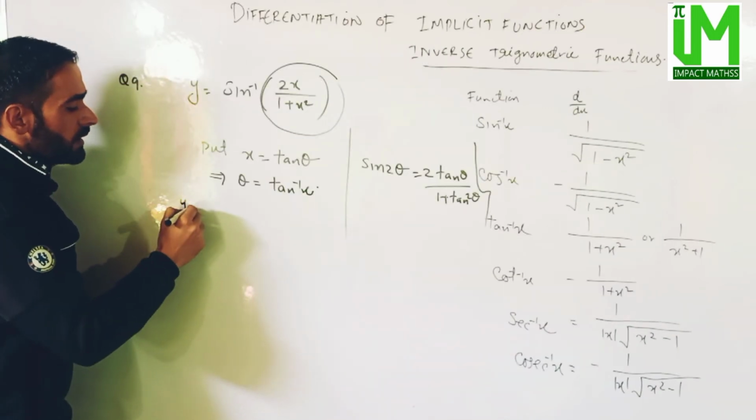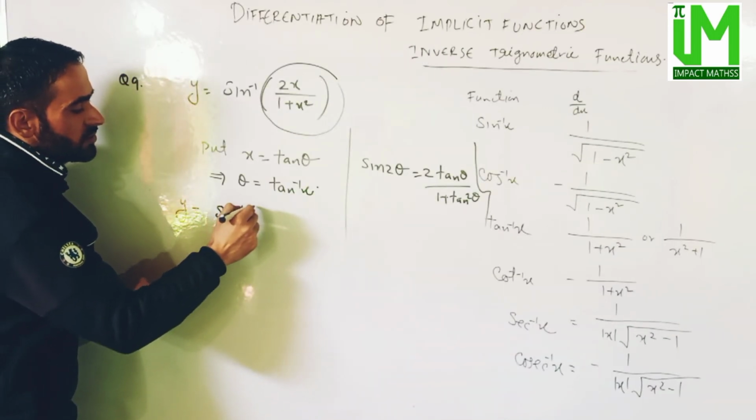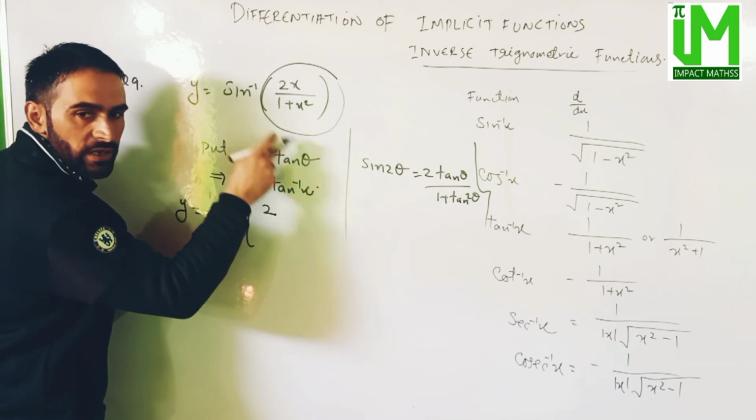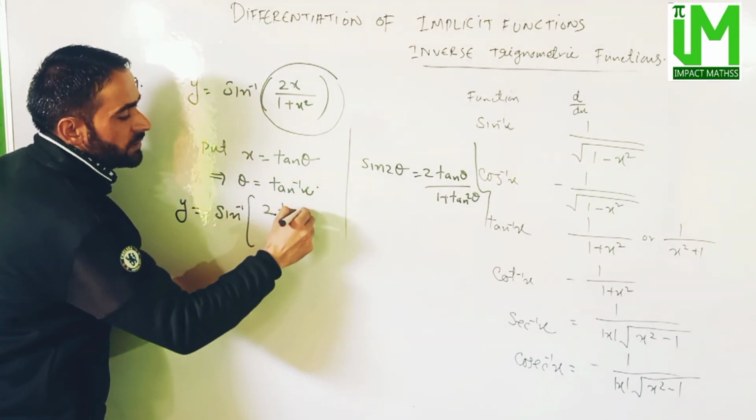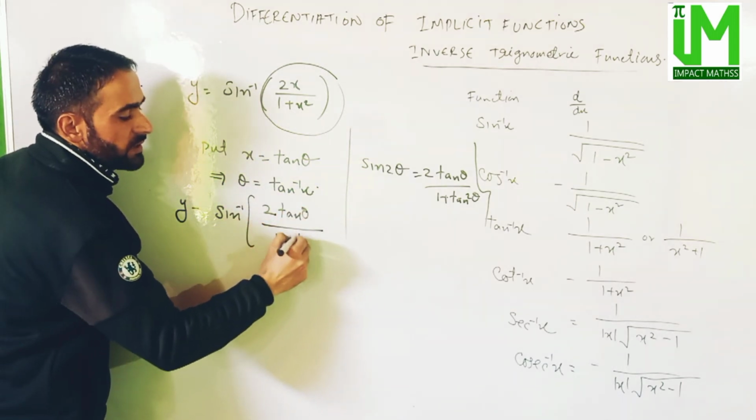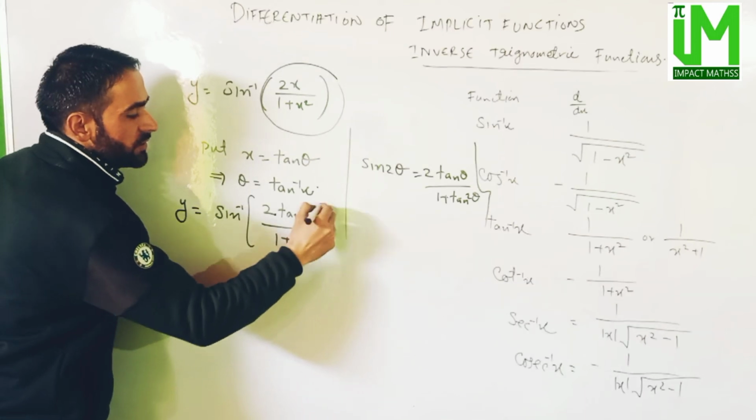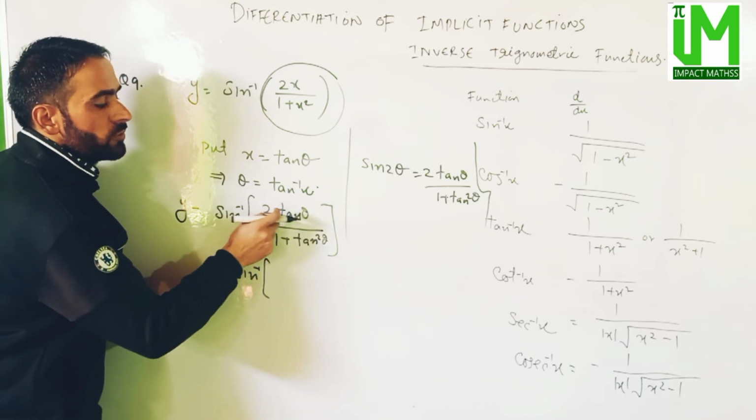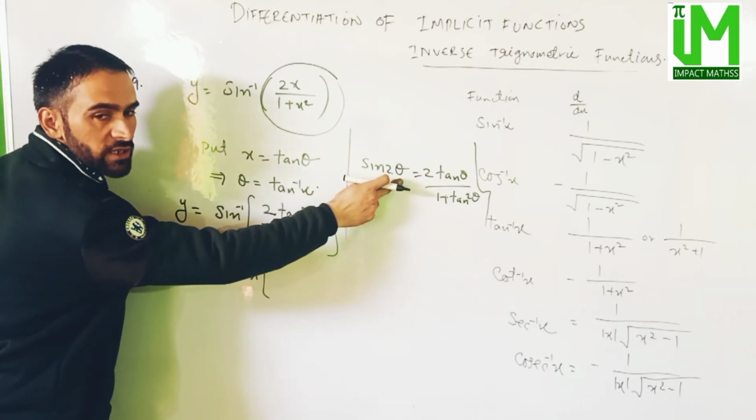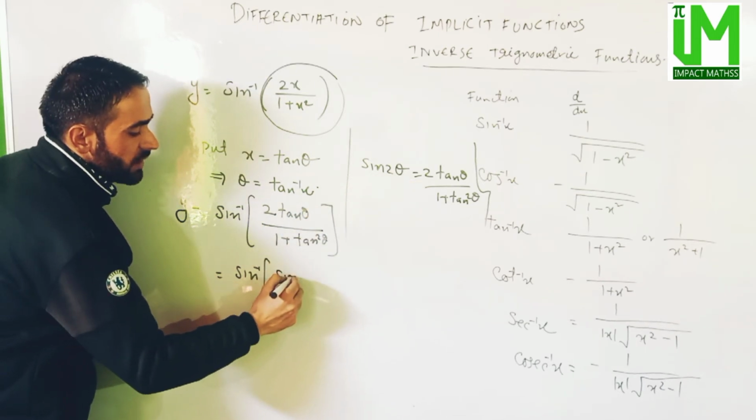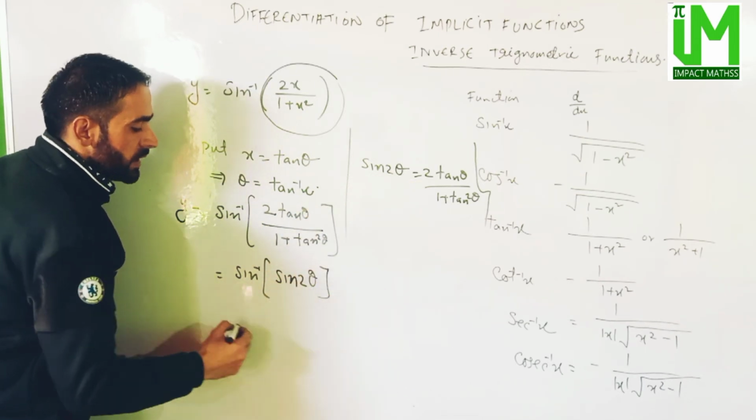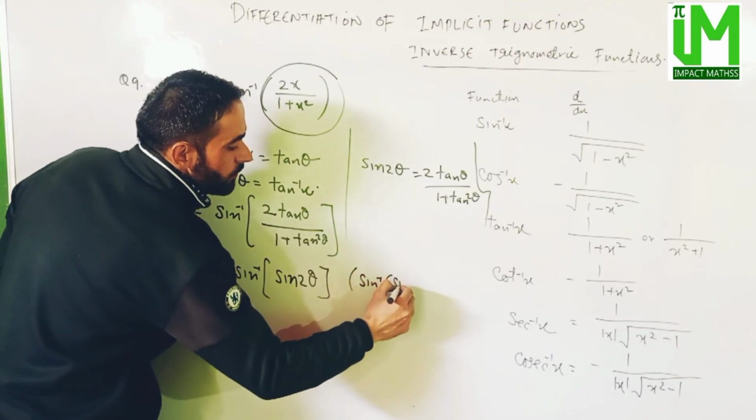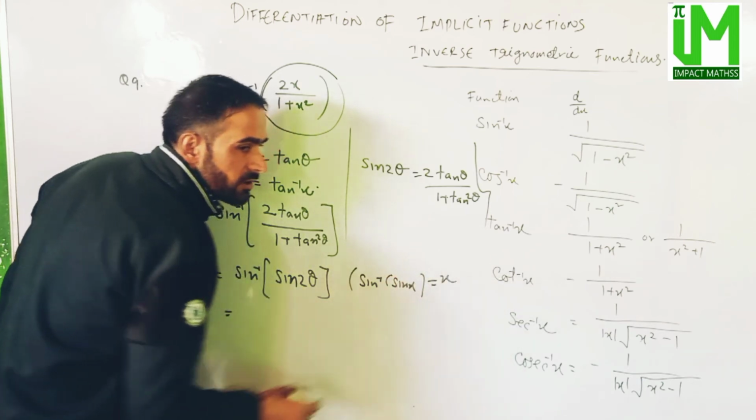So therefore we will have y is equal to sin inverse. Now replace the value of x here, so it will be 2 tan theta divided by 1 plus tan square theta. So this is sin inverse of 2 tan theta divided by 1 plus tan square theta, which is equal to sin 2 theta. So it will be sin inverse sin 2 theta, and by the property, sin inverse sin of x is equal to x.